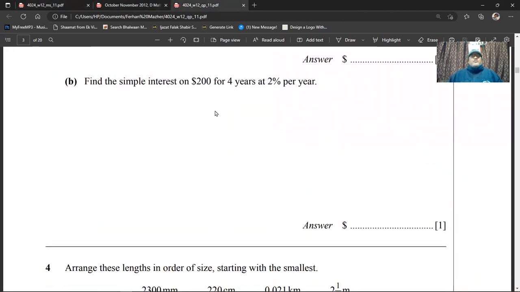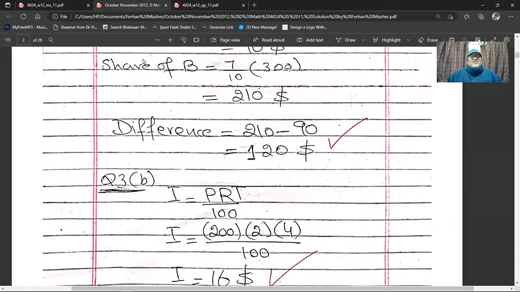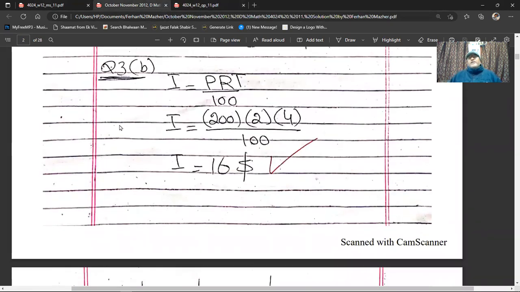Question number 3 is B part. Find the simple interest on $200 for 4 years at 2% per year. You see, he's talking about the simple interest. The formula for the simple interest is I equals PRT divided by 100, where the P means the principal amount, R means the rate, T means the time duration, and divided by 100. So we will apply this formula. So question number 3, B part, I equals PRT divided by 100.